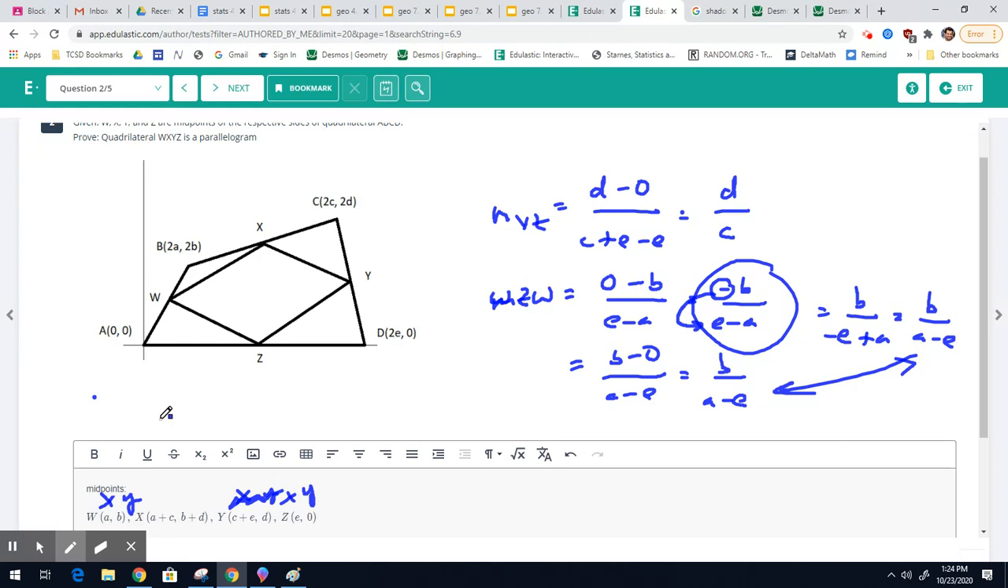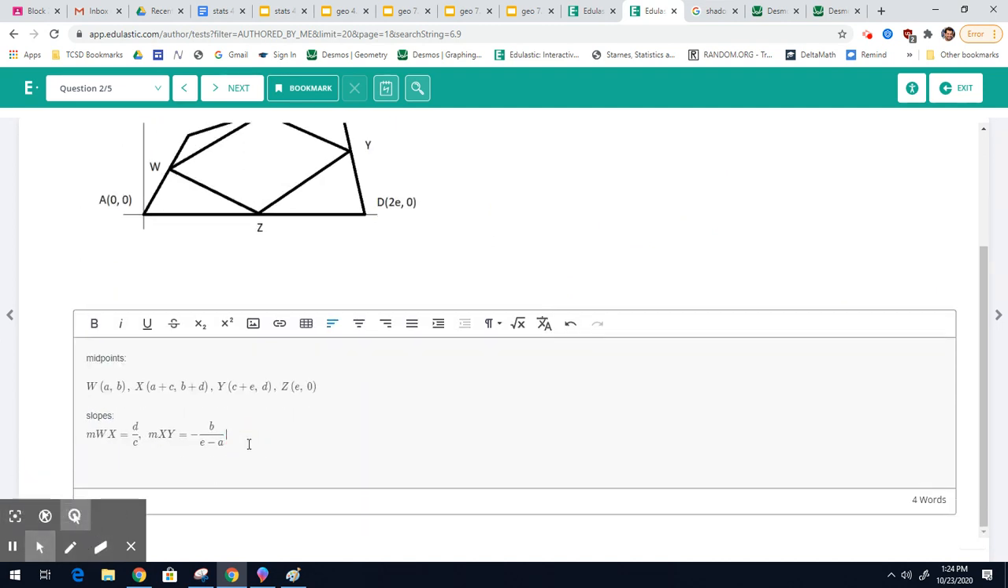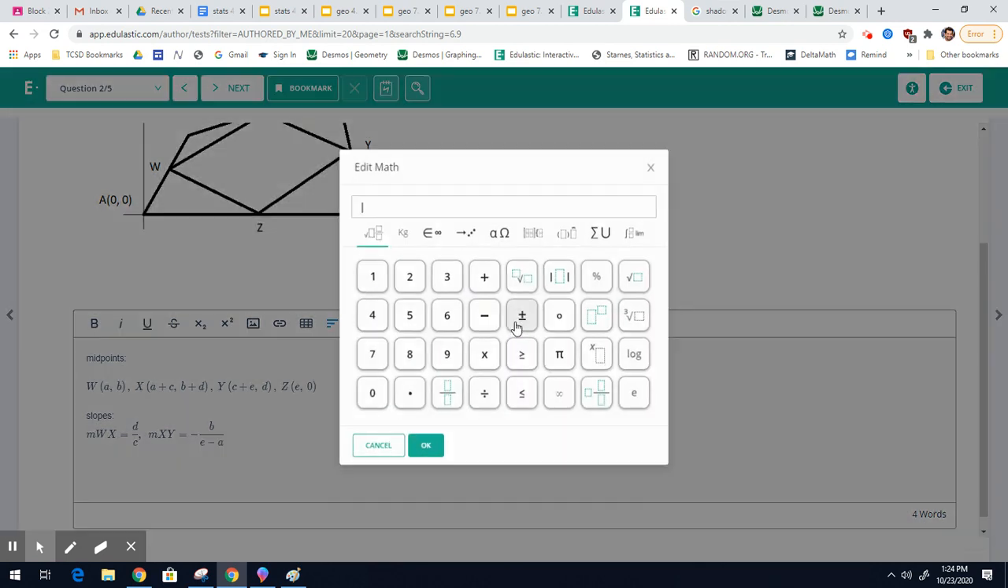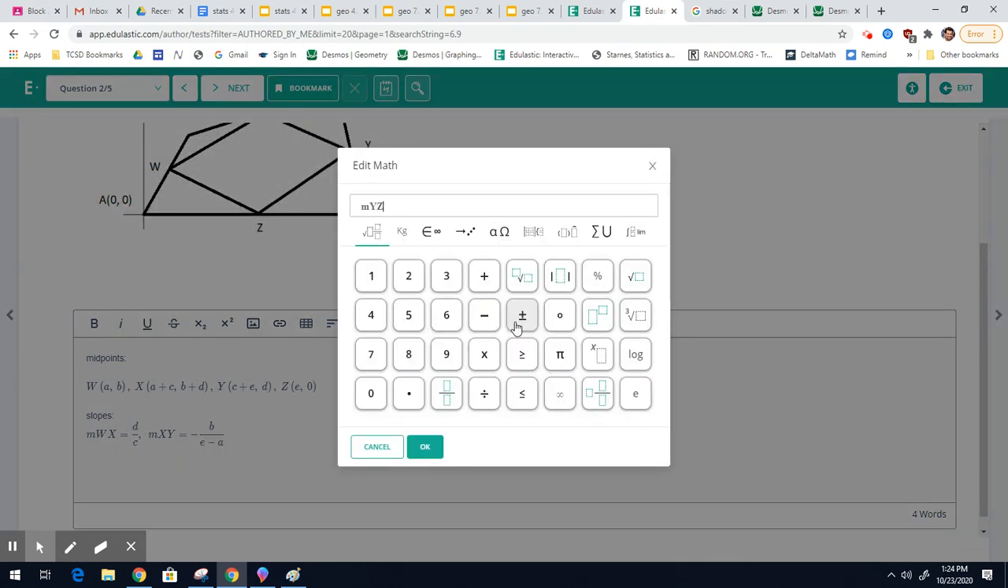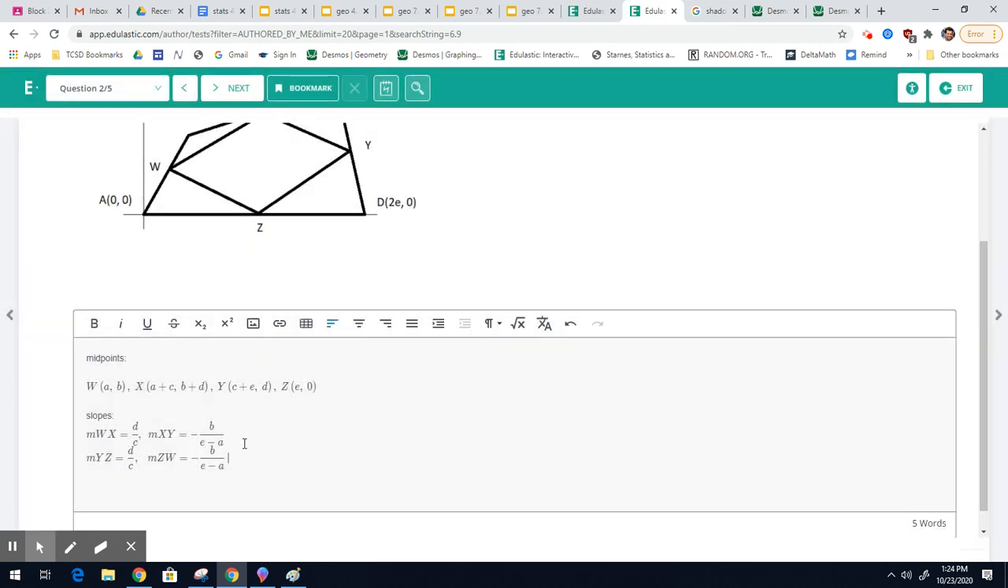But as you can see, once I write these down, we did get the exact same slopes, right? If you look down here. So now we know that the slope of YZ equals, and I got, again, D divided by C. And the slope of ZW or WZ equals, and I got negative b divided by e minus a. It's the exact same thing up above.